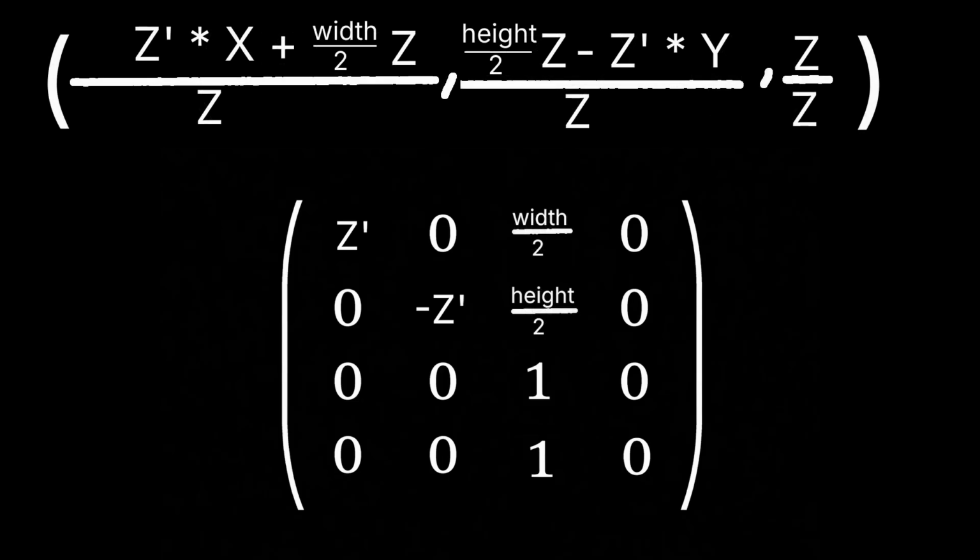Finally, we move everything to the center of the screen. Screens are not square, so we fix the x-axis with the aspect ratio. And that's it. This single matrix does everything. Transform the object, apply perspective, and map it onto the screen.